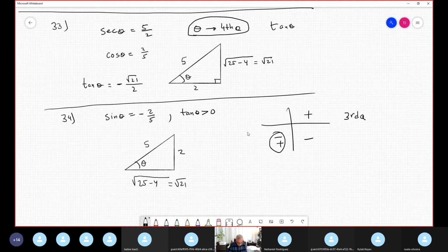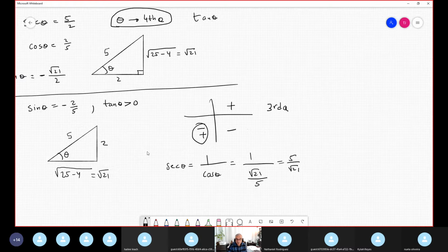Okay, now what trigonometric function do I need to find in this problem? Secant. Secant theta, but I don't remember secant. I remember the cosine. Cosine is the ratio between adjacent, which is radical 21, divided by hypotenuse, which is 5. Flip it up: 5 over radical 21. Rationalize: 5 radical 21 divided by 21.